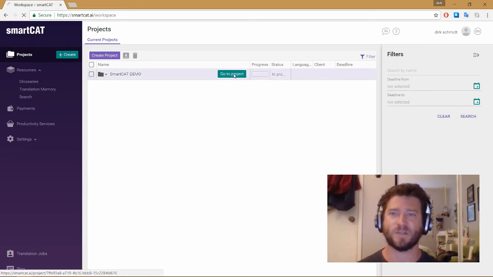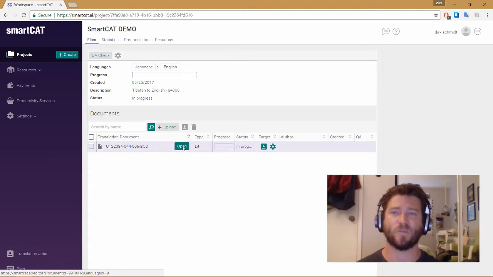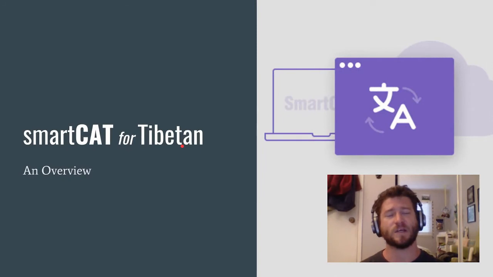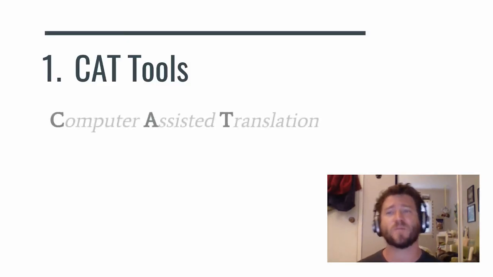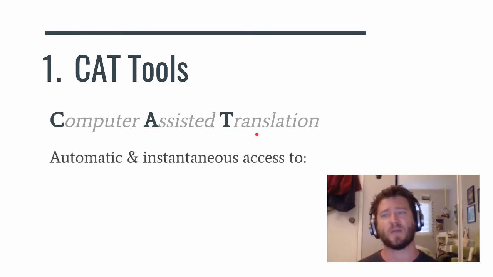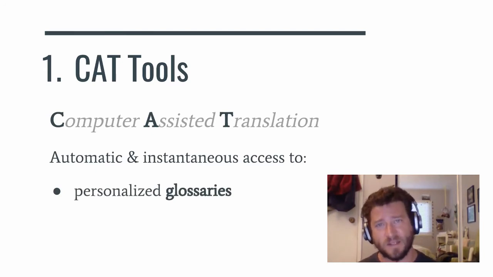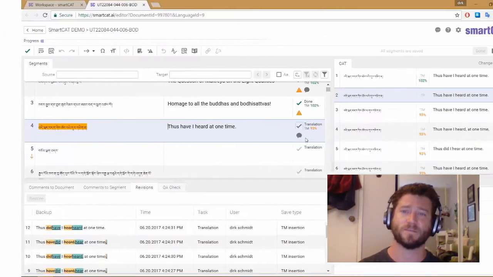So here let's go straight to our project, smartCAT demo, and let's just open it up so I can show you what smartCAT is and what it does. So the main thing smartCAT gives us are what are called CAT tools. CAT stands for Computer Assisted Translation. And these are some tools that give us automatic and instantaneous access to our personalized glossaries and to our previous translations and our in-progress translations.